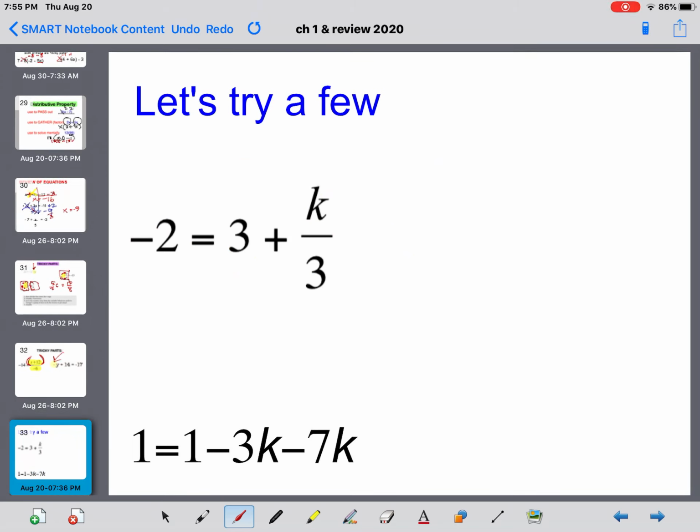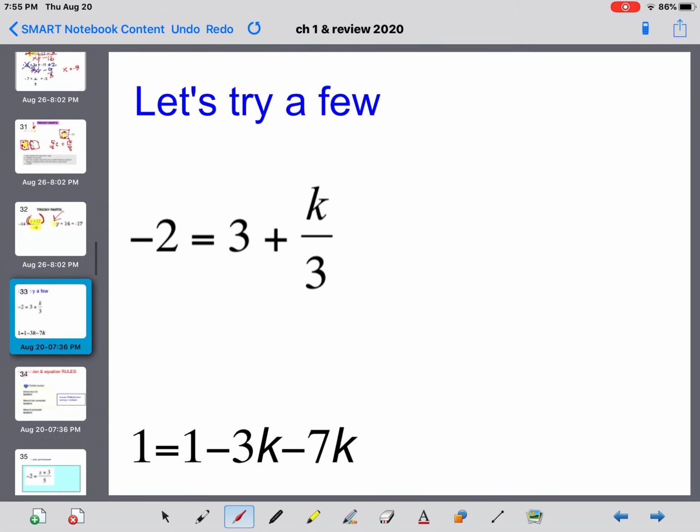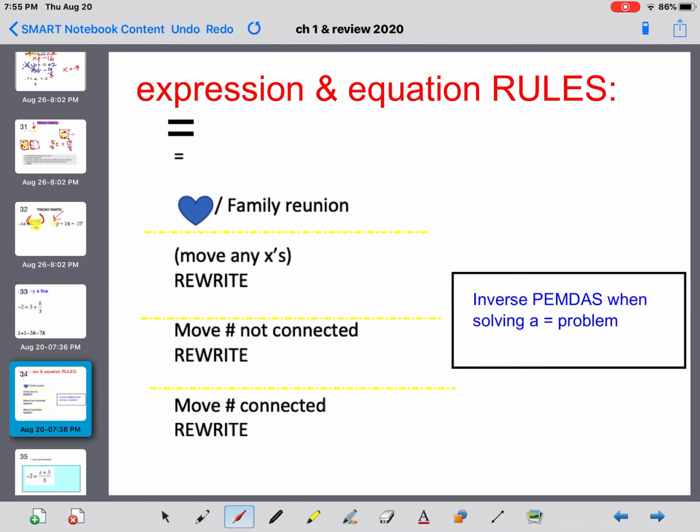So let's try a few. Now, one of the things you need to remember are a couple equation rules. We have those written right here. When you're solving an equation with an equal sign in it, you're going to go the opposite of order of operations. So you're going to actually start at add and subtract and work backwards. Or you can do this: draw your line down the equal sign. Do any share the love and family reunion.